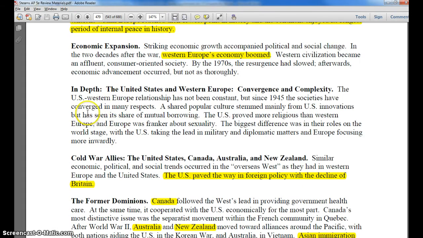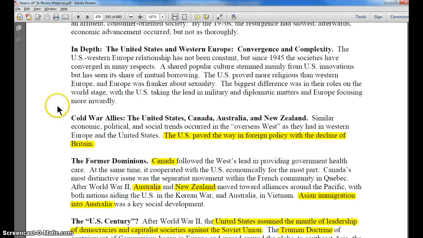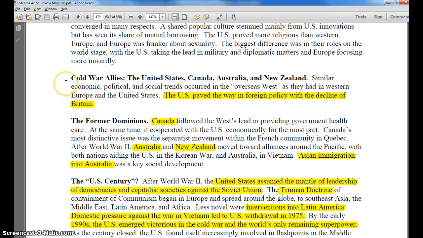Read about United States and Western Europe. You don't have to write any notes on it, but there are some guidance questions that go along with the thinking historically reading in depth. Then we get into page 762, Cold War allies. We are sort of taking the lead after World War II. Britain is having to rebuild itself.